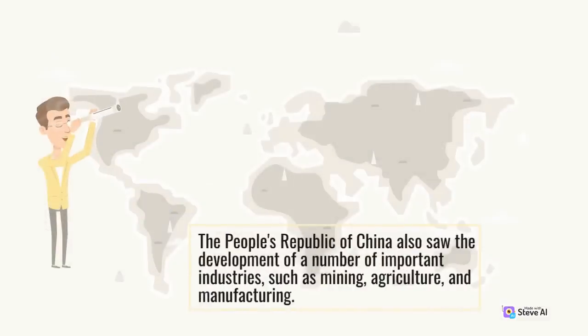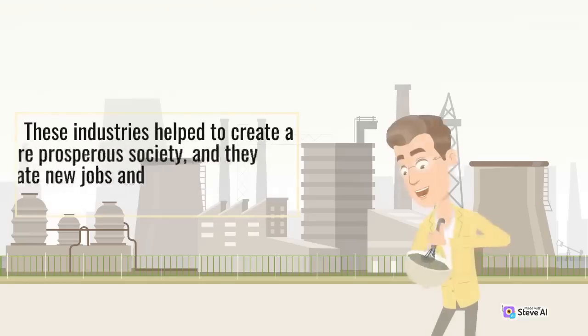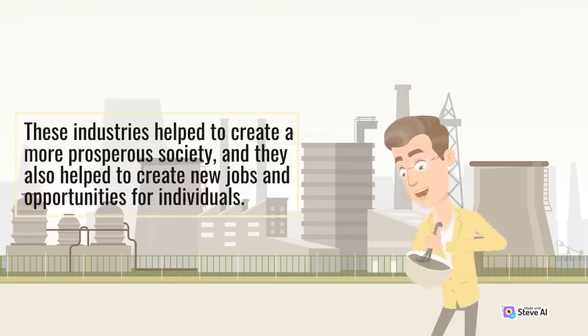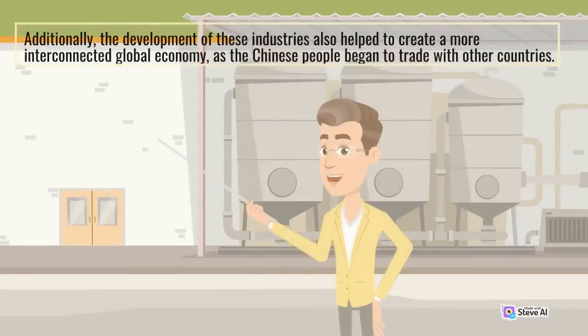The People's Republic of China also saw the development of a number of important industries, such as mining, agriculture, and manufacturing. These industries helped to create a more prosperous society, and they also helped to create new jobs and opportunities for individuals. Additionally, the development of these industries also helped to create a more interconnected global economy, as the Chinese people began to trade with other countries.